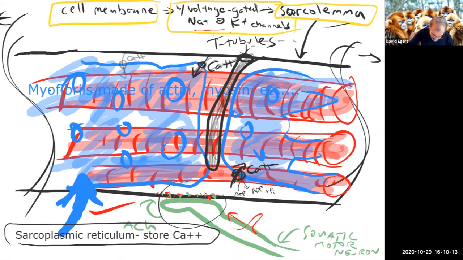And again, we're not going to get into the nitty-gritty details, but there are these special little proteins that are connecting between these two membranes here. And the basic idea is when this action potential happens on the sarcolemma, it triggers the release of the stored calcium from the sarcoplasmic reticulum. So I'll write that out explicitly here.